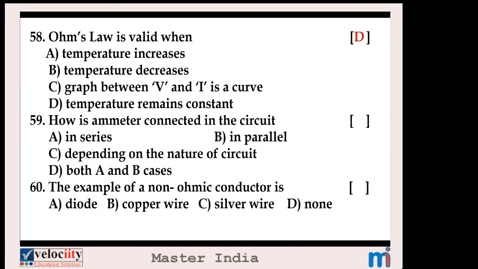59. How is ammeter connected in the circuit? A. In series, B. In parallel, C. Depending on the nature of circuit, D. Both A and B cases. Answer is A. In series.